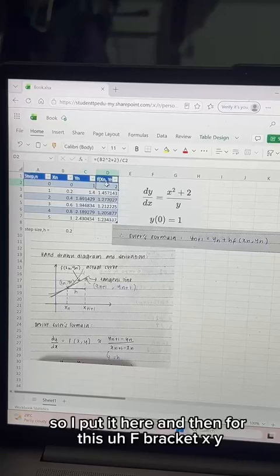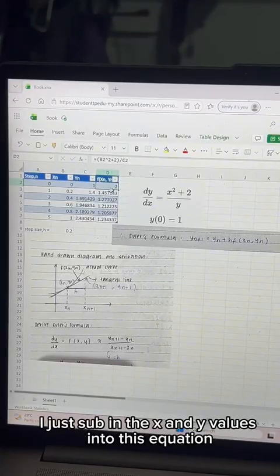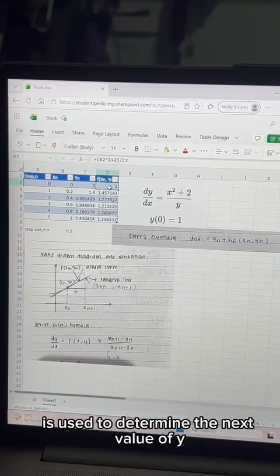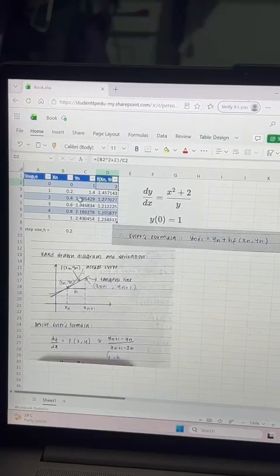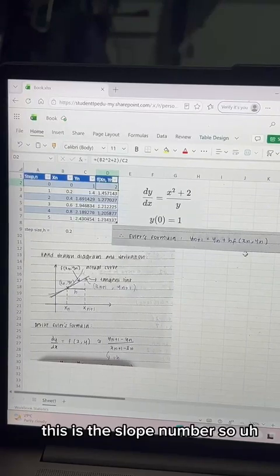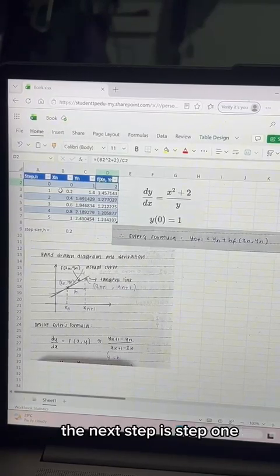And then for this f(x, y), I just substitute the x and y values into this equation to get my slope. And this slope number is used to determine the next value of y, which you can see here in Euler's formula. This is the slope number. So the next step is step 1.